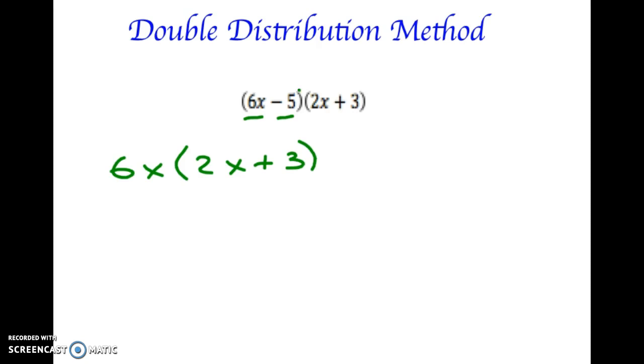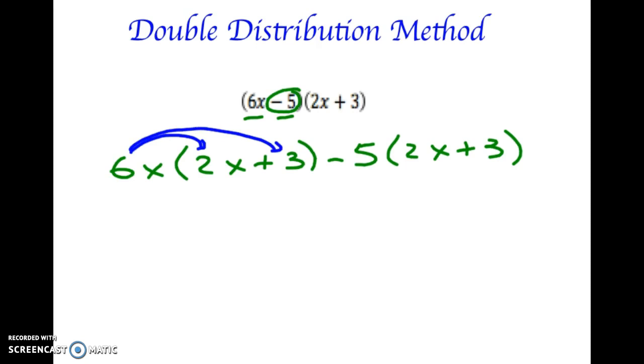A key point here is to make sure that the minus with the 5 gets included when we do the distribution. So in the double distribution method, we rewrite it out, and then we distribute into each set of parentheses. 6x times 2x will give us 12x squared. 6x times the 3 will give us, almost goofed there, 18x.